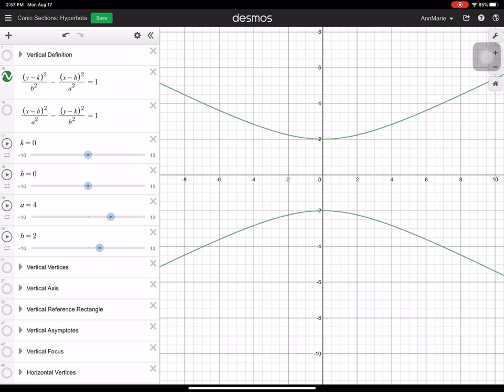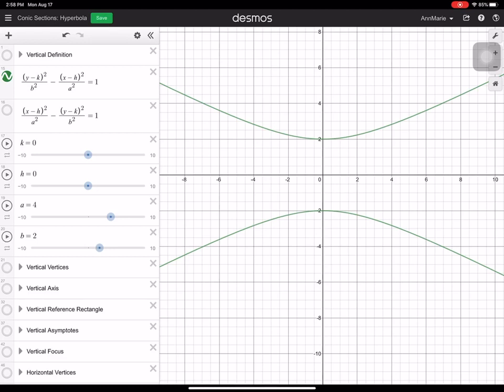Now, in the introductory video, I mentioned that you can think of a hyperbola as an ellipse blown inside out. And that's in part because of the standard equation for a hyperbola, but also because of the definition. So recall that the definition of an ellipse is the set of all points for which the sum of the distances from two fixed points are equal.